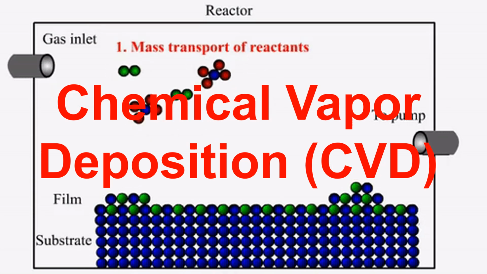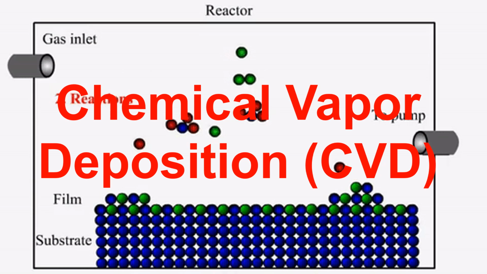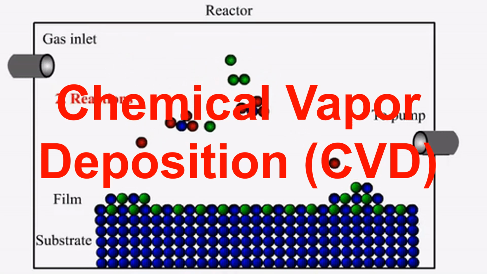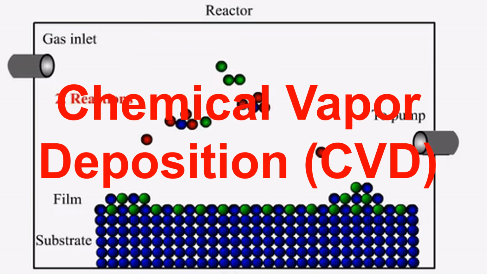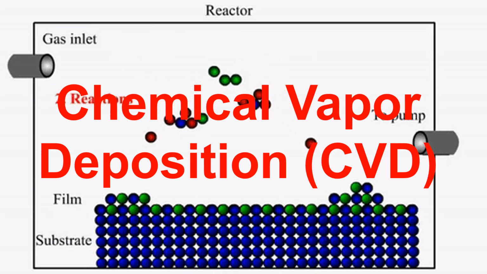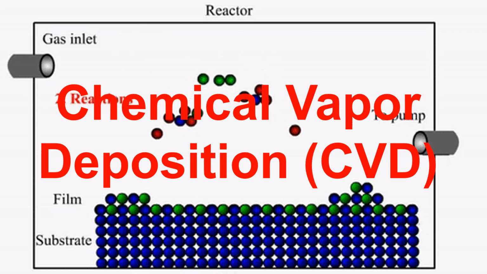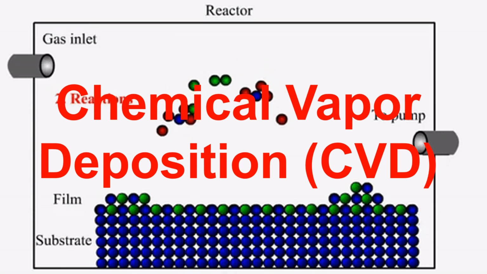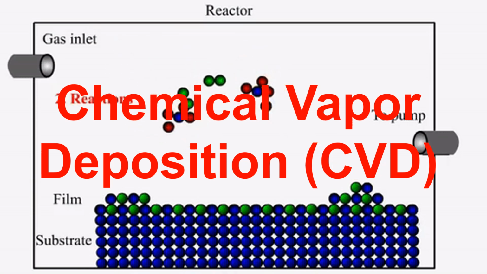Furthermore, I will also briefly explain the advantages and disadvantages of the chemical vapor deposition technique. I will also explain the applications of the chemical vapor deposition process, what the key applications are, and at the end I will also explain the possible setups which are generally used in chemical vapor deposition based instruments.